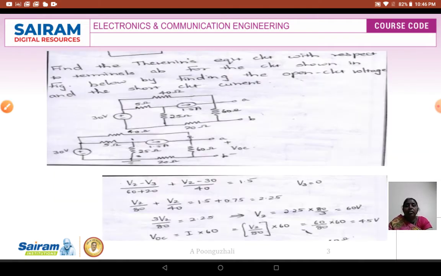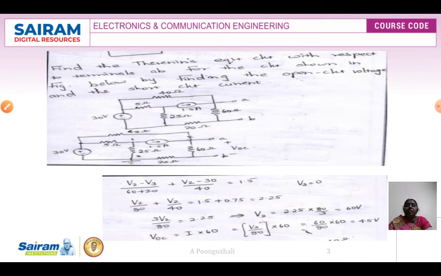Next problem is, find the Thevenin's equivalent circuit with respect to the terminals A, B for the circuit shown in the figure below, by finding the open circuit voltage, that is the Thevenin's voltage, and the short circuit current ISC. So in this problem itself they have asked you to find your open circuit voltage VOC and your ISC current.